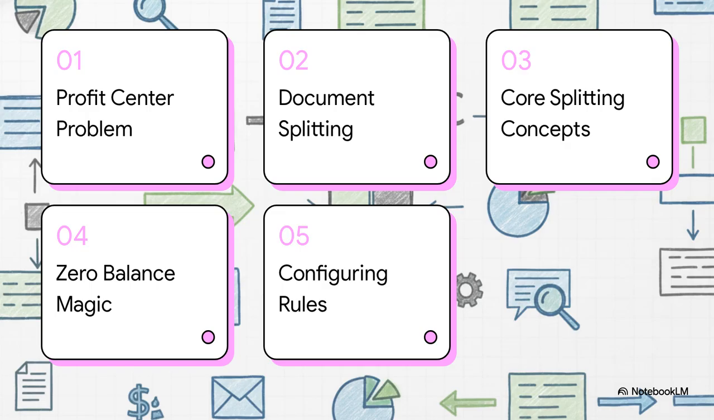Here is our roadmap for this explainer. We'll quickly cover the profit center problem, introduce document splitting, look at the core splitting concepts, witness the zero balance magic in action, and finally, walk through configuring SAP splitting rules.